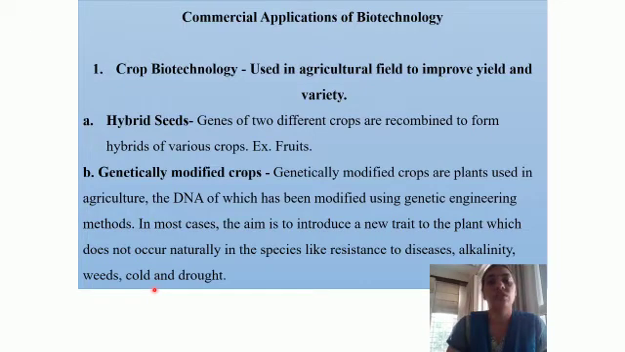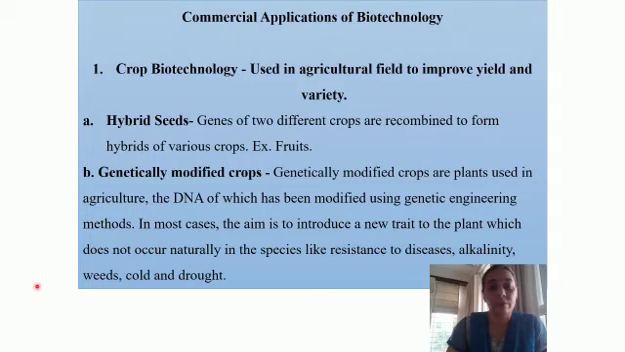But now with these genetically modified crops, which are also called GM crops, it has been possible to produce crops and plants with characteristics like resistance to diseases. So they are resistant to attacks by various insects, pests, and diseases that commonly occur in crop plants. Then alkalinity. Due to excessive use of fertilizers, the soil becomes saline, and now it is no more fertile. So even crops that are resistant to alkaline soil or alkaline pH can be grown using GM technology.